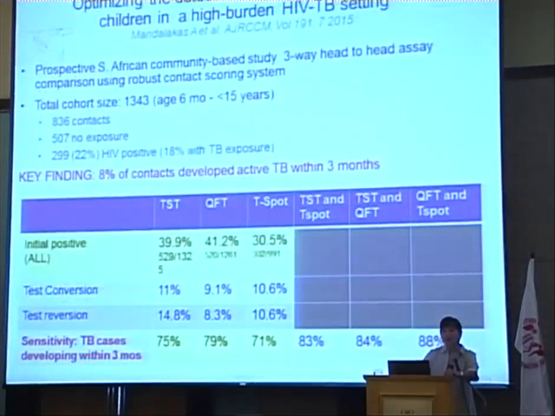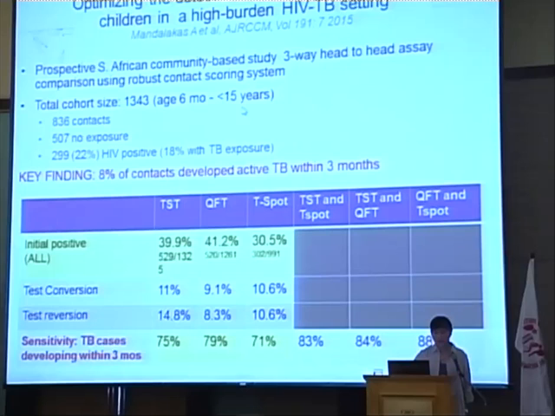Okay. So how does it work in children with HIV? I showed this study to you yesterday, and this is a study from South Africa with many children, 1,343 children between 6 months and 15 years. Almost half, a little over half, were contacts. 507 had no exposure. There was a sizable HIV positive cohort, okay? And you can see the positive rates here. They varied, but they weren't any different.